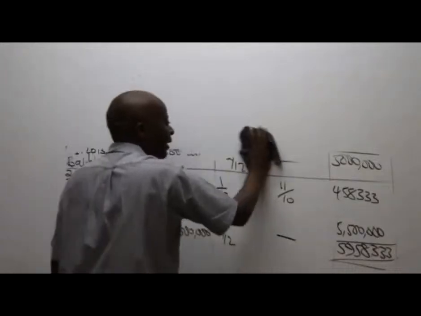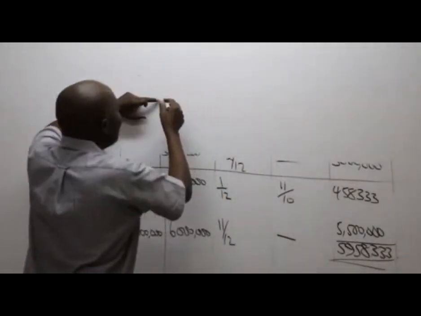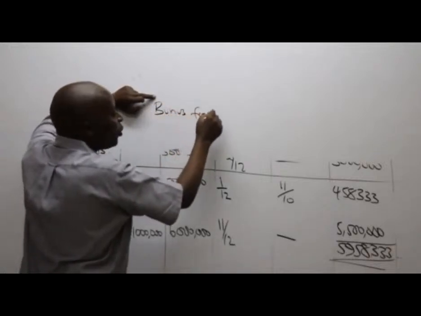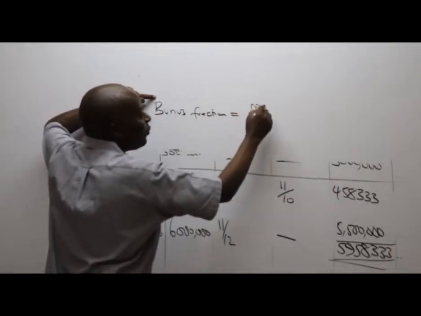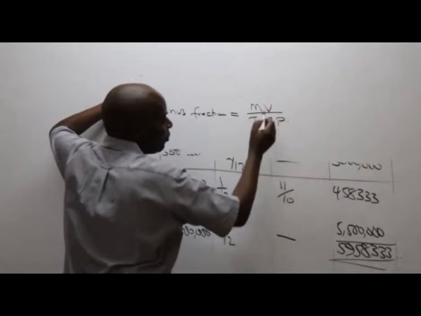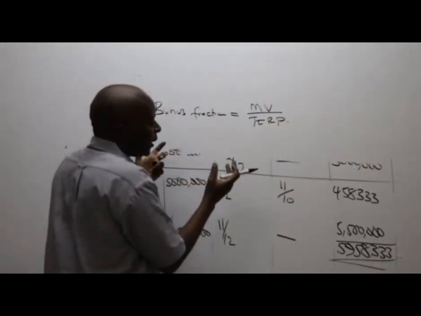Give me time. Where did we get that fraction from? This fraction we call the bonus fraction, or rights fraction. What we've done is take the market value before the rights divided by what we call the theoretical ex-rights price. And remember, to get the theoretical ex-rights price is very easy.